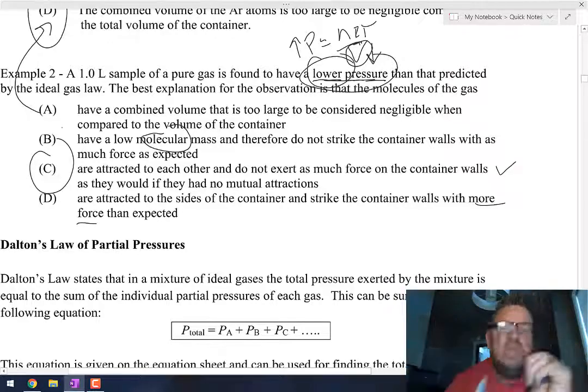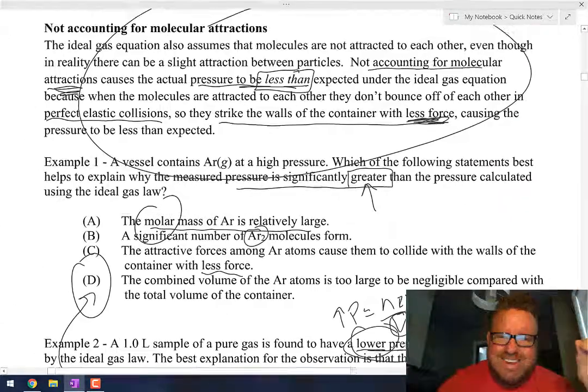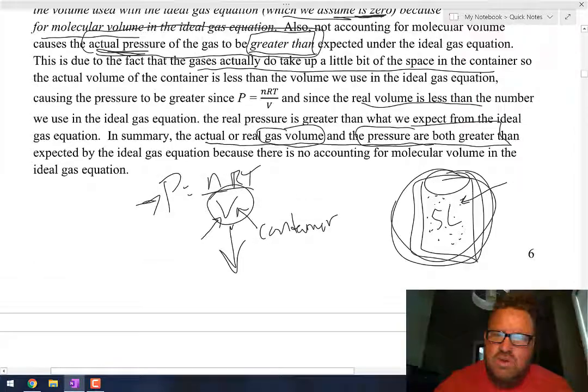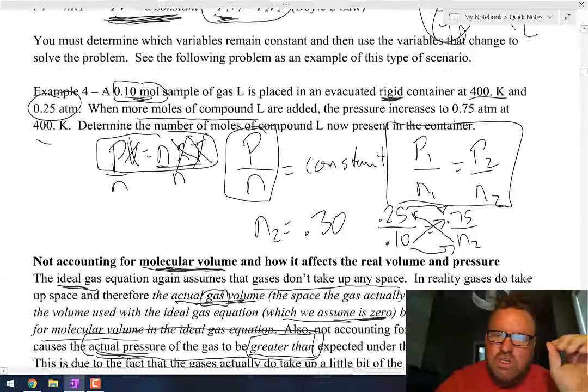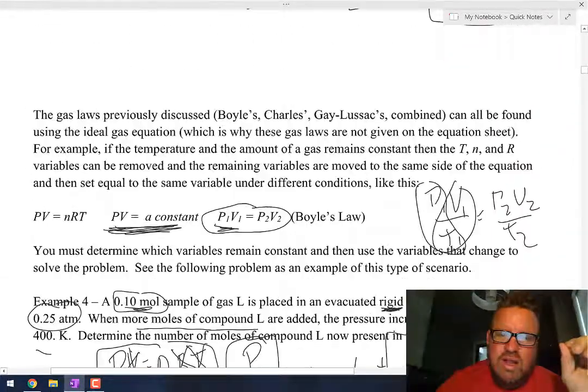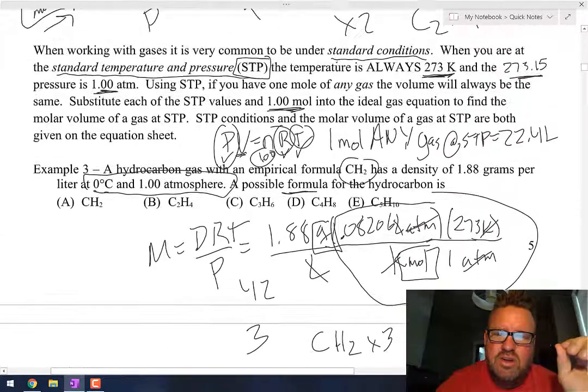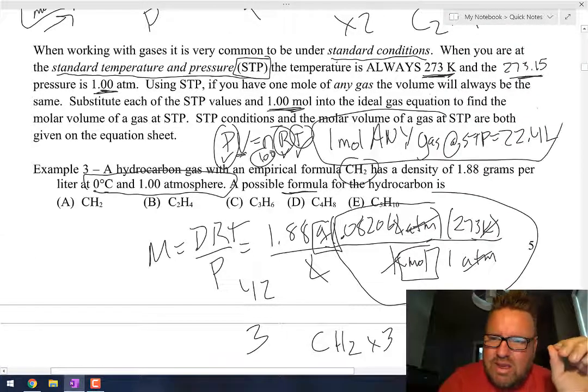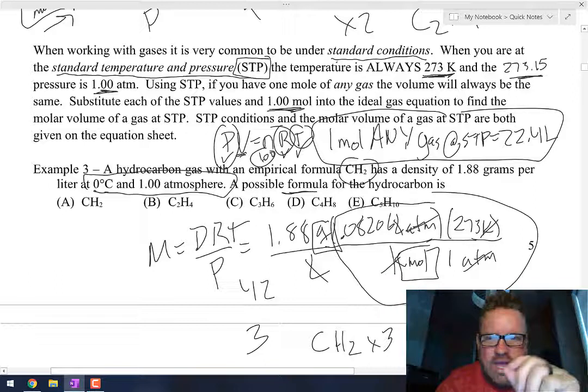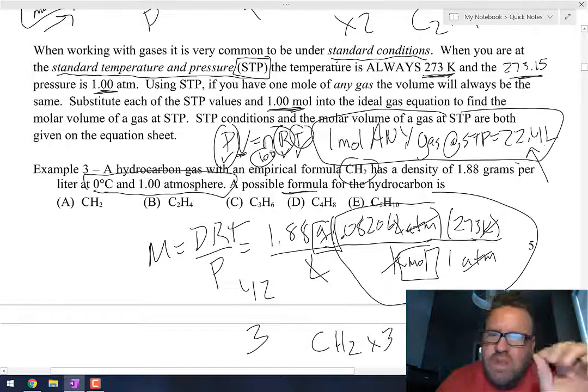C is correct. Now, guys, there's a lot of examples that I didn't do just because I don't want to make these videos too long. But that's why those practice problems in your homework are really important, especially the STP conditions, that 1 mole equaling 22.4 liters. That's going to be really helpful.